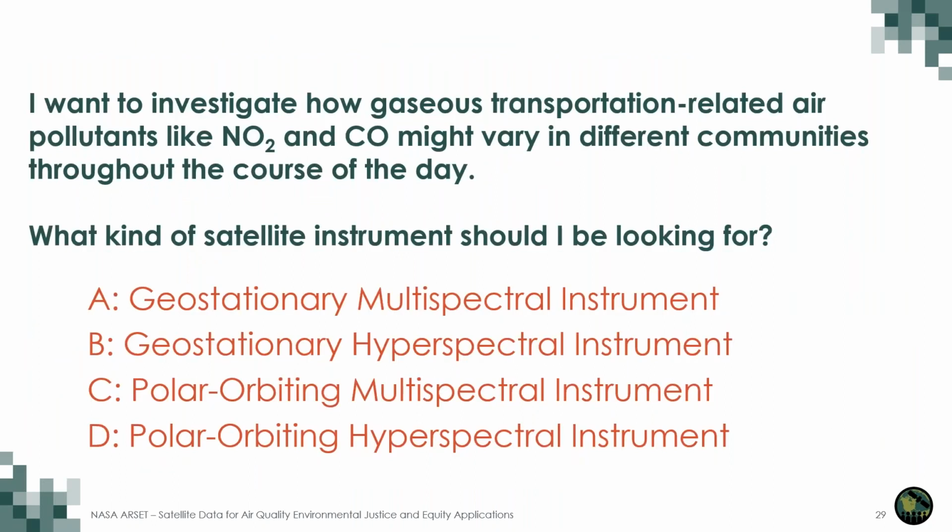Let's pause and see if we can take what we've learned so far to answer this question. Say that I want to investigate how gaseous transportation-related air pollutants, like NO2 or CO, might vary in different communities at different times of day. What kind of satellite instrument could give me the data which is relevant to investigating this question? A geostationary multispectral instrument, a geostationary hyperspectral instrument, a polar orbiting multispectral, or a polar orbiting hyperspectral instrument? I'll give you a few seconds to think about that.